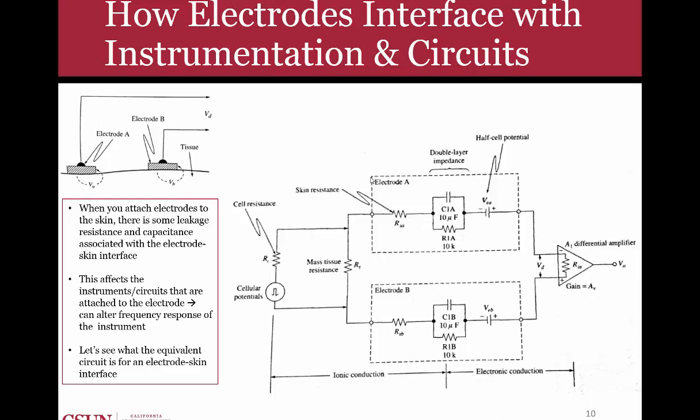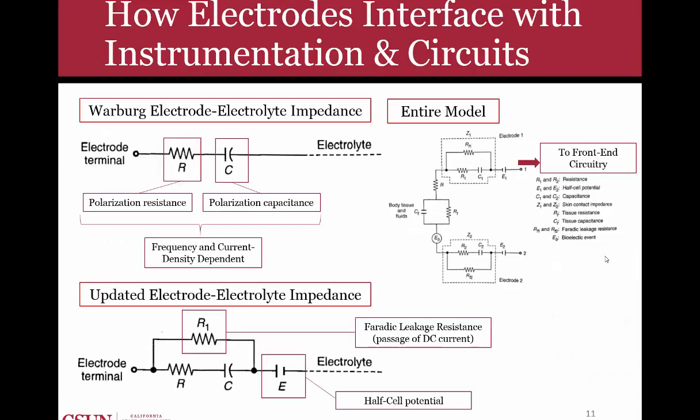So again, if you're designing instrumentation that interfaces with these electrodes, and you wanted to model what that interface looks like, it would look something like this. And you have to kind of consider that when you're designing everything on the right of here. Okay. This is for electrode B. That's the same kind of thing. We'll get to this differential amplifier here in a second.